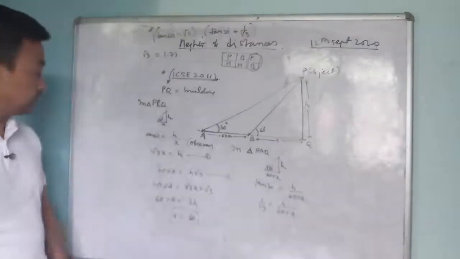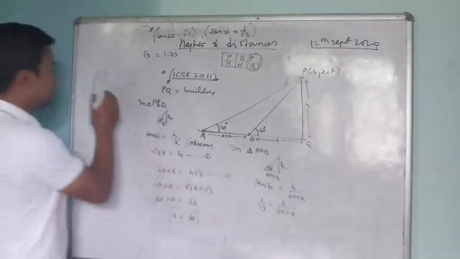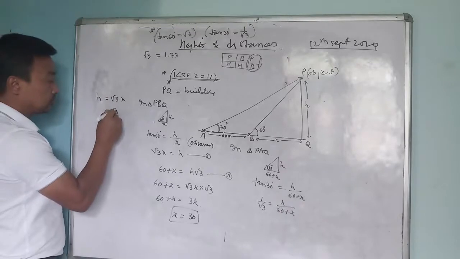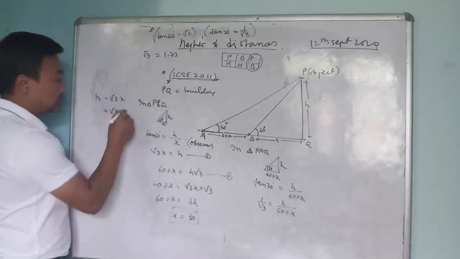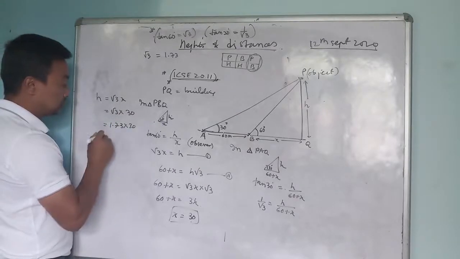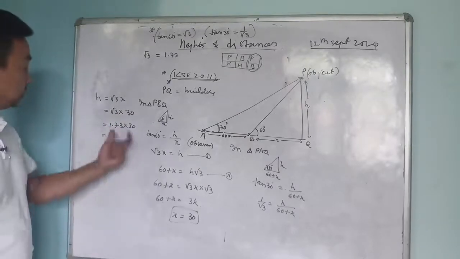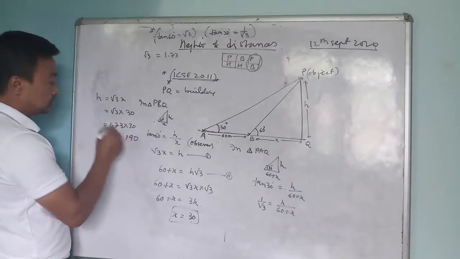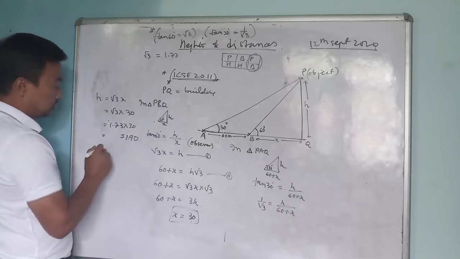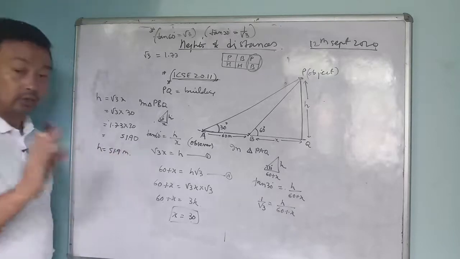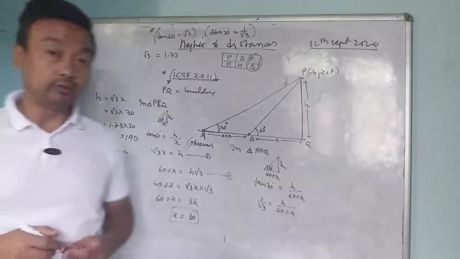But x is not what you have to find, you have to find the height. So from equation 1, the height is root 3 x. You got x just now as 30, so 1.73 into 30. After doing this multiplication, you will get the answer roughly: 3 3s are 9, 3 7s are 21, 3 1s are 3, 5, 51.9 meter, or if you round it up, it will be 52 meter.